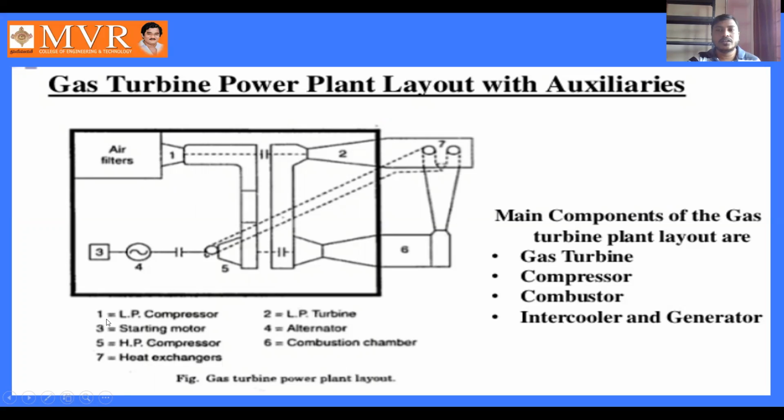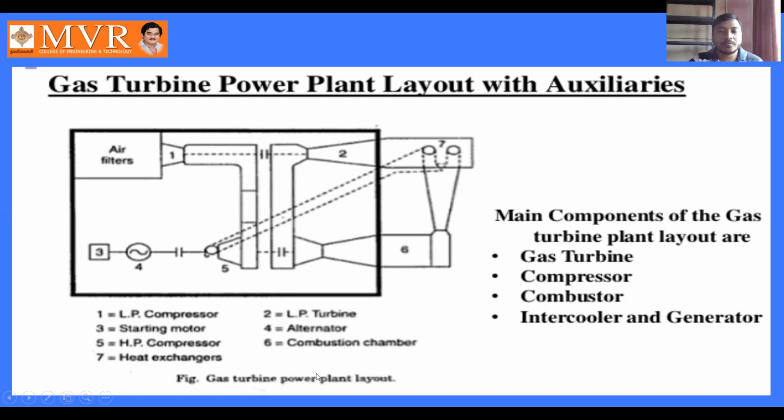These are the components we are using in the layout. Here we can observe the low pressure compressor, and this is the low pressure turbine. The third one is a starting motor, the fourth one is the alternator, the fifth one is the high pressure compressor, the sixth one is the combustion chamber, and the seventh one is the heat exchangers.